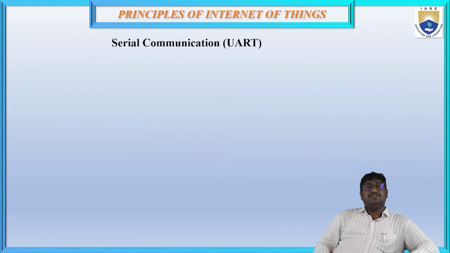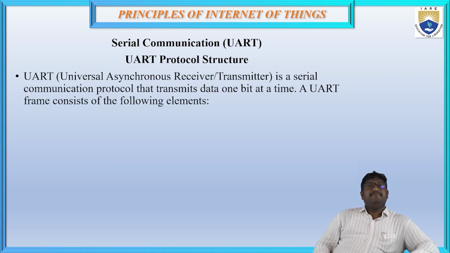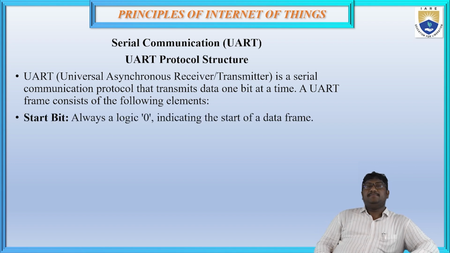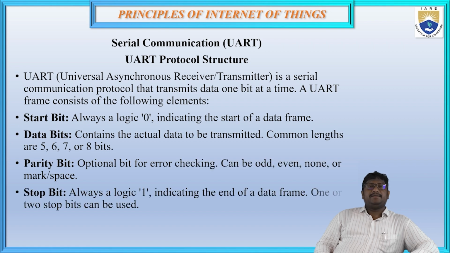Coming to serial communication, UART. In UART, we have the UART protocol structure, where the Universal Asynchronous Receiver Transmitter is a serial protocol which transmits data one bit at a time. In a specific time, one bit of information is transferred. For suppose I give a time of 1 minute: in that 1 minute, only one bit of information has to be transferred. If I give 1 second, in that time only one bit of information has to be transferred. This frame consists of different elements such as the start bit, data bits, parity bit, and stop bit.